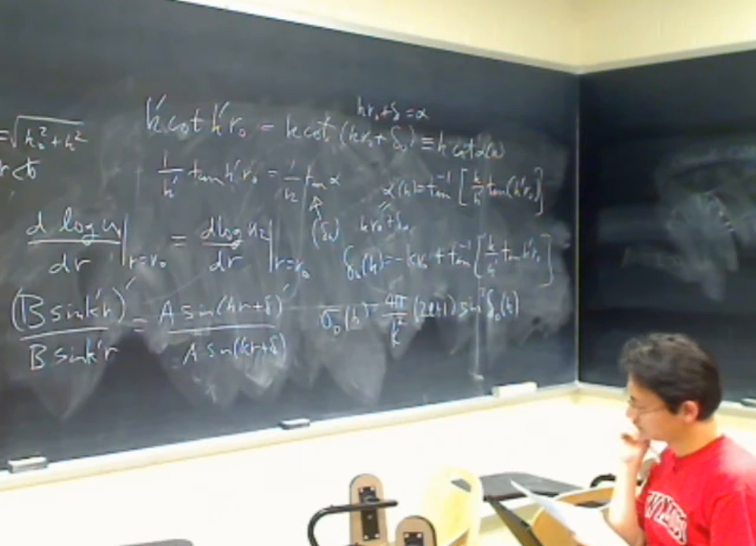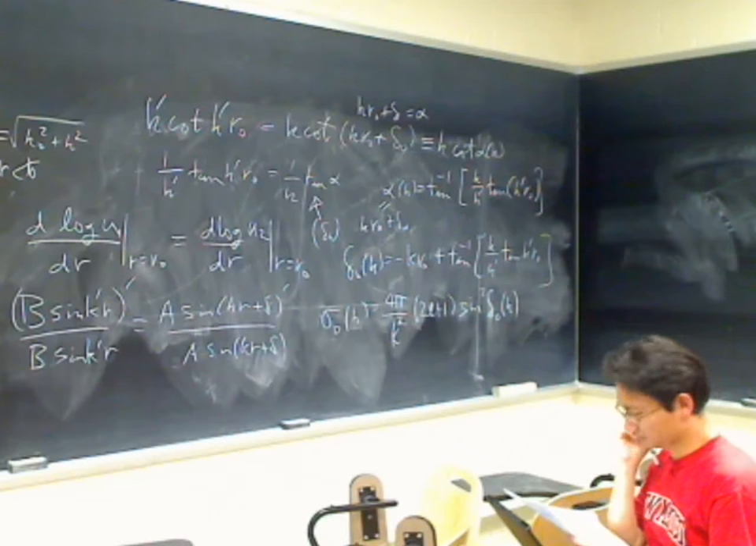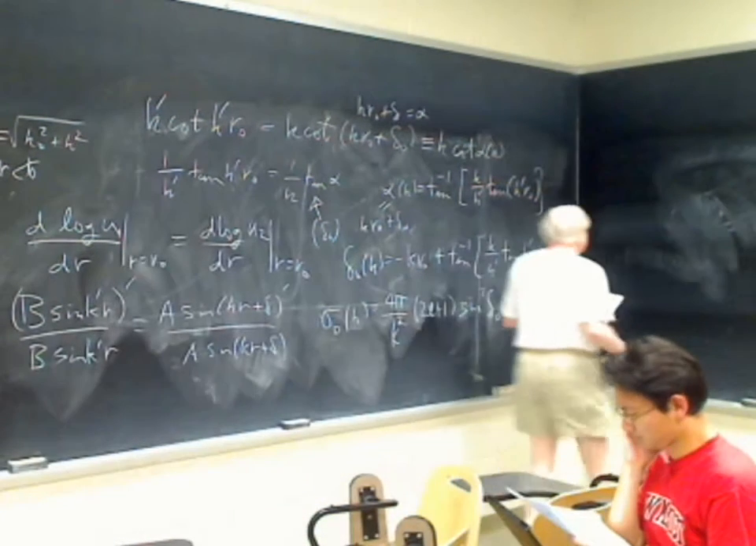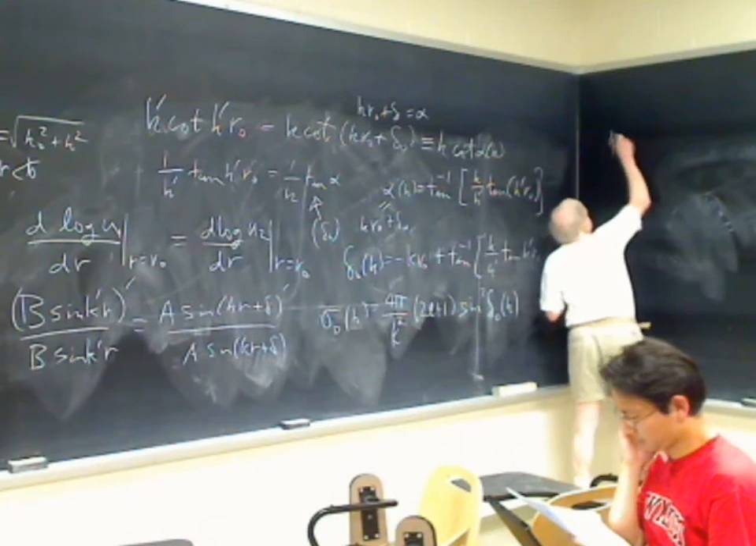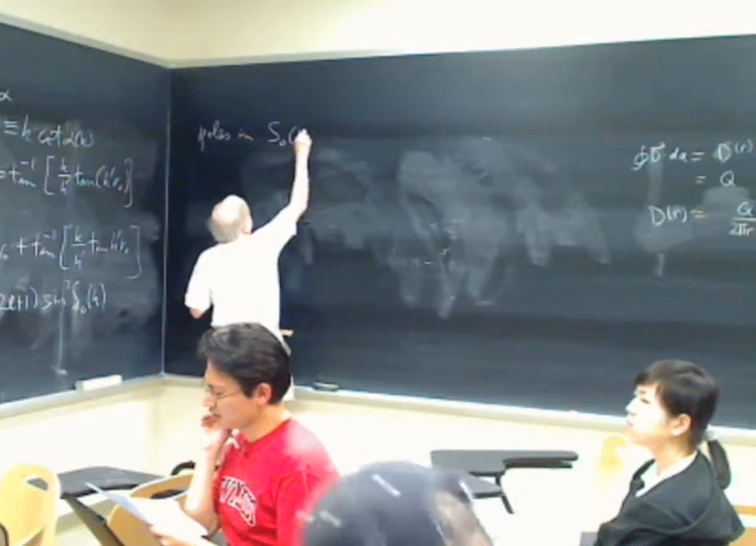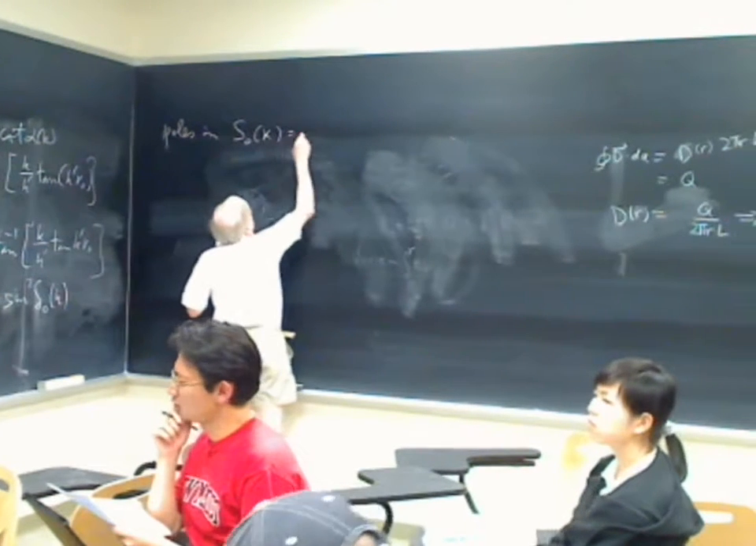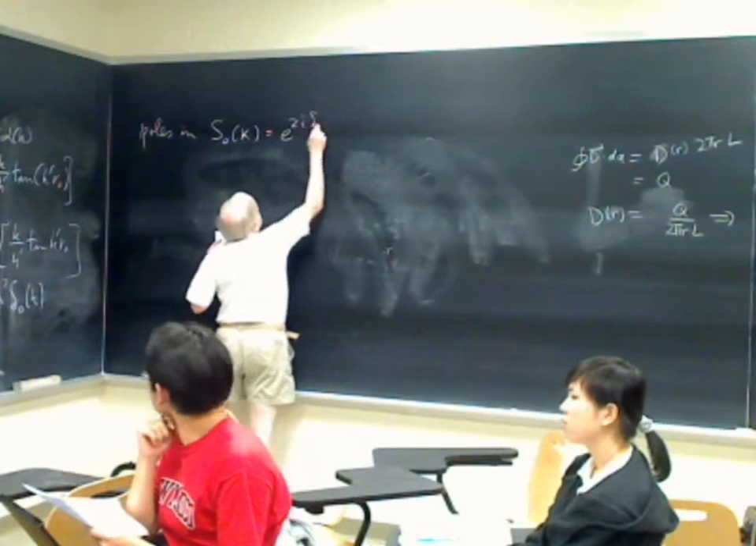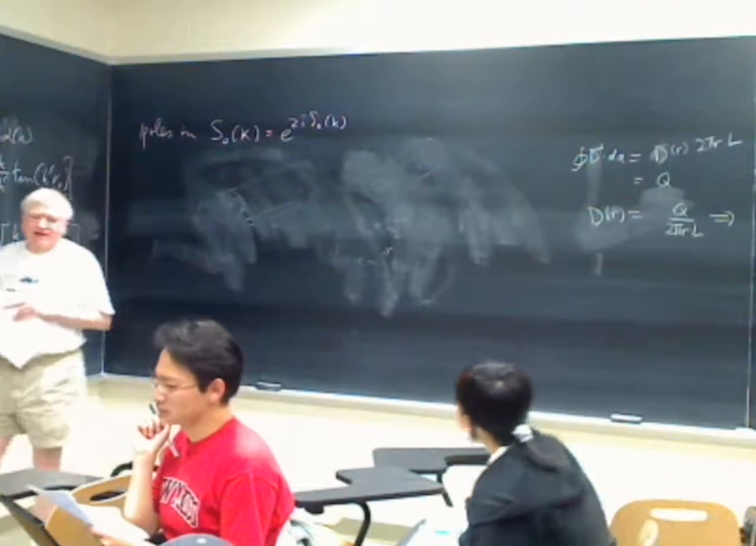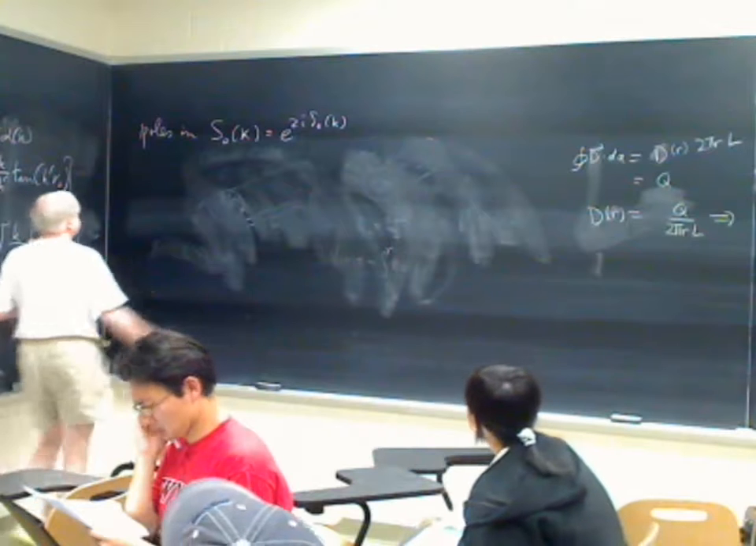But we can play with it. We can play with these equations. It's a very cute trick. So what we want to do is find the poles in S0 of k, which is e to the 2i delta 0 of k. So this is called the S-wave S-matrix element.